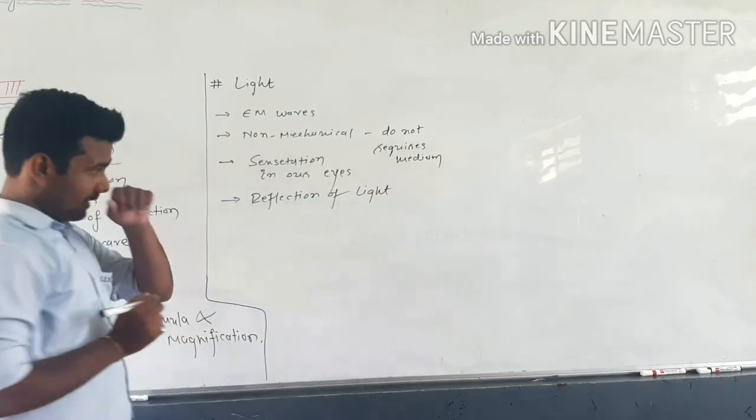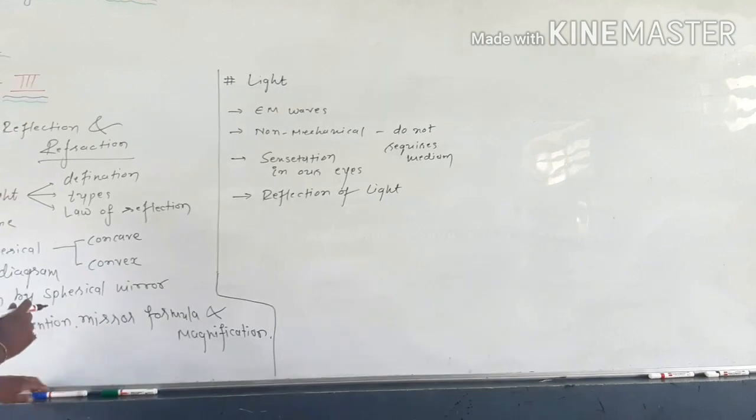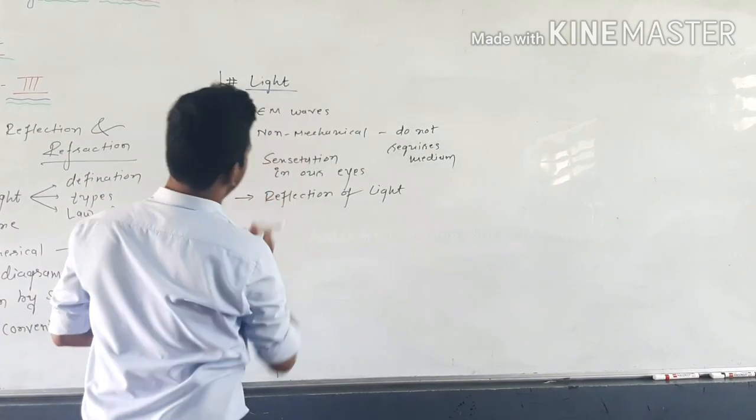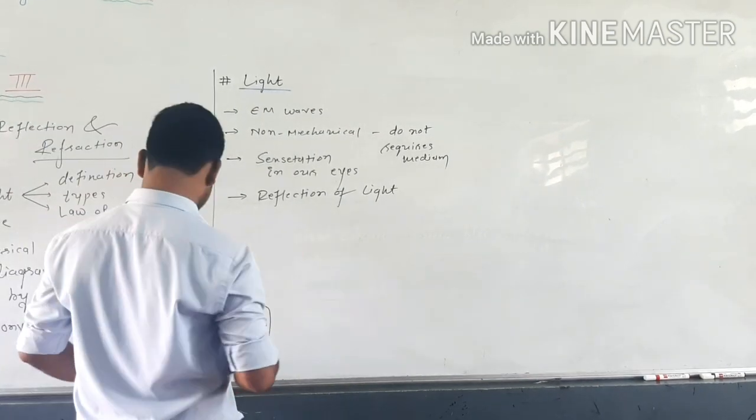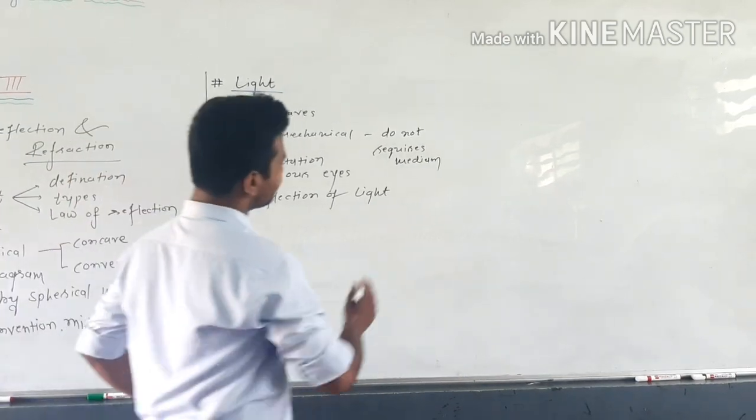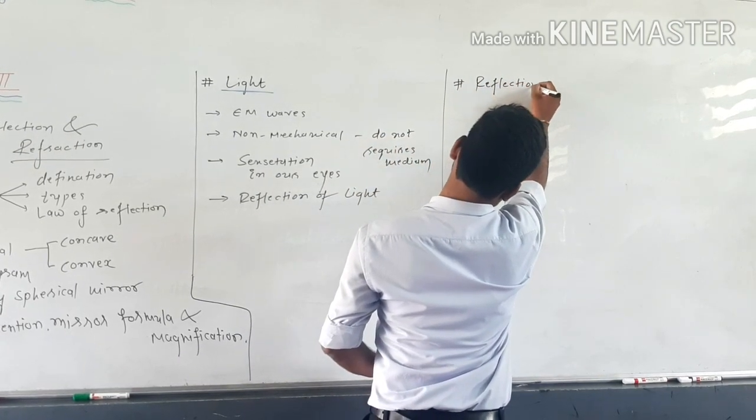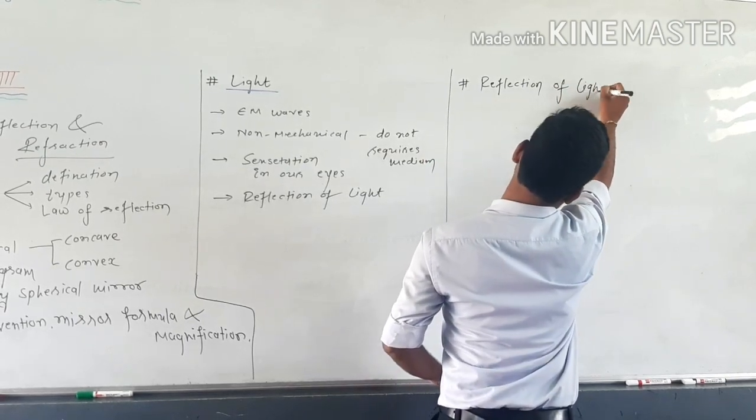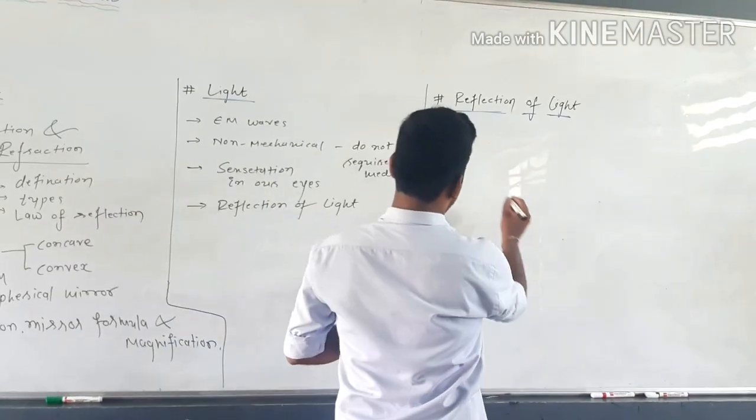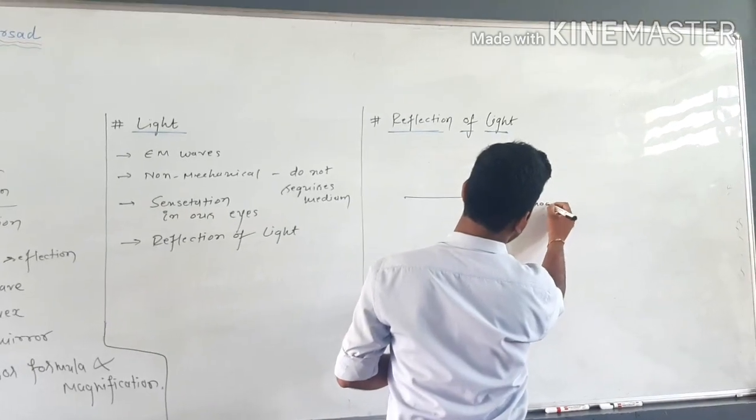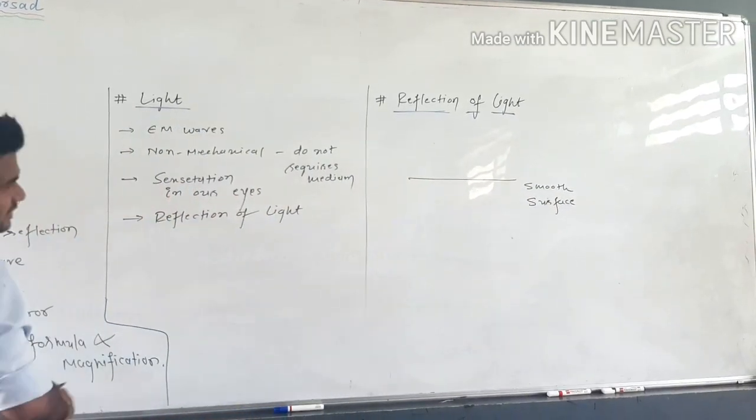Now let us understand how we can see the object, or what is called reflection of light, right? So as we understood some of the terms related to light, now let's go to another topic, that is reflection of light. So what happens in reflection of light? Now first of all, what is called reflection of light? We know that the light ray, suppose this is a smooth surface.